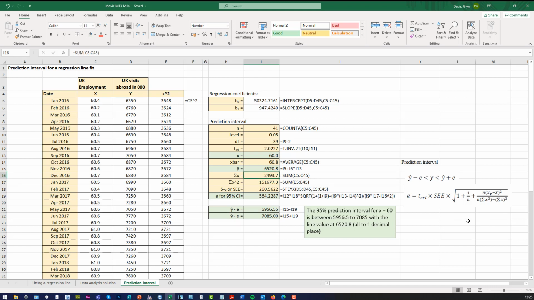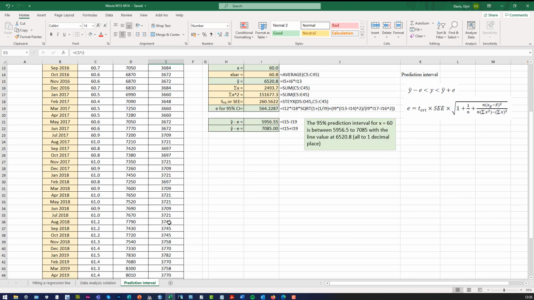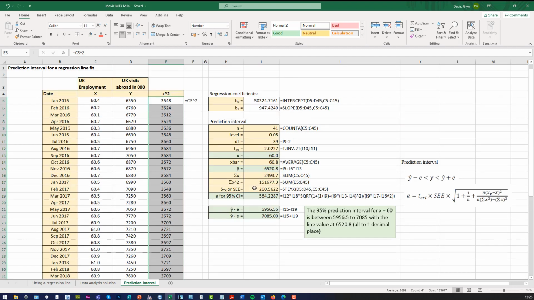Then if you look here, you need to calculate the sum of x. So the sum of x is the sum of C5 to C45. You need to calculate the sum of x squared there. So that's given by the sum of E5 to E45. To calculate this, I've created an extra column called x squared. That one is C5 squared, C6 squared, C7 squared, and so on. And then I need to sum all those values to give me the sum of x squared.